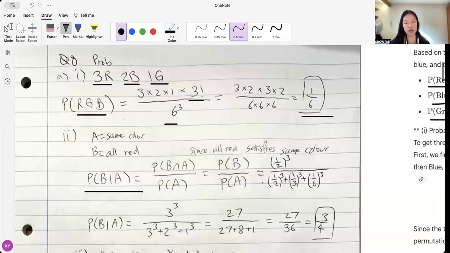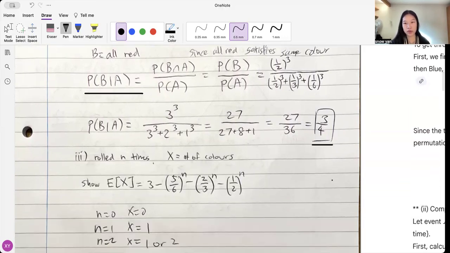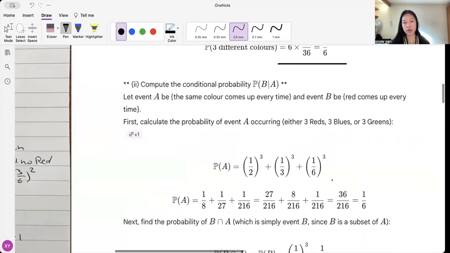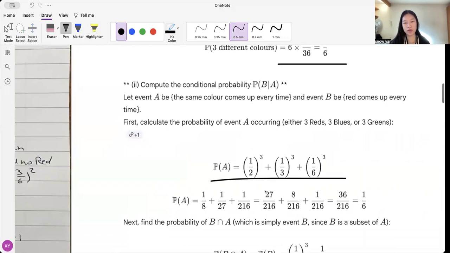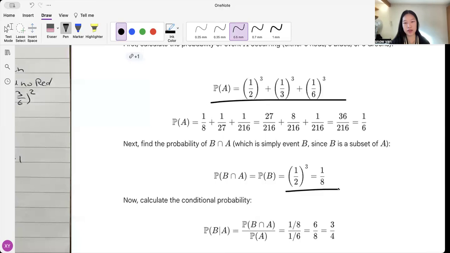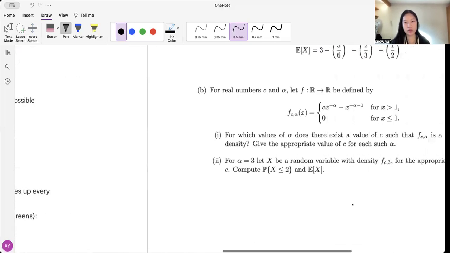And then for P of A, I'm trying to get one color, and it doesn't matter what color I get. So I could have all reds, all blues, or all greens. So it's just their probabilities to the third power added together, right? Then I simplified it, and I got my answer: 3/4. I guess the answer key did something similar, except they calculated P of A and B. Basically they got the same answer, and the method was exactly the same as ours.